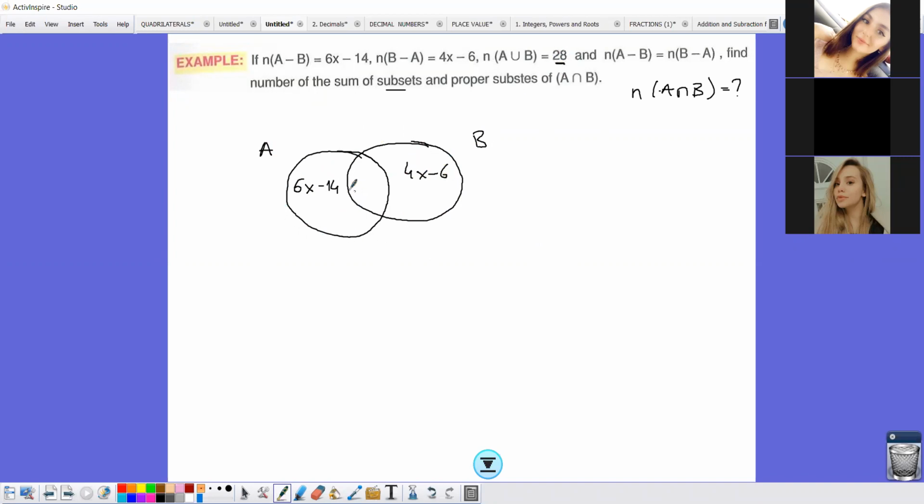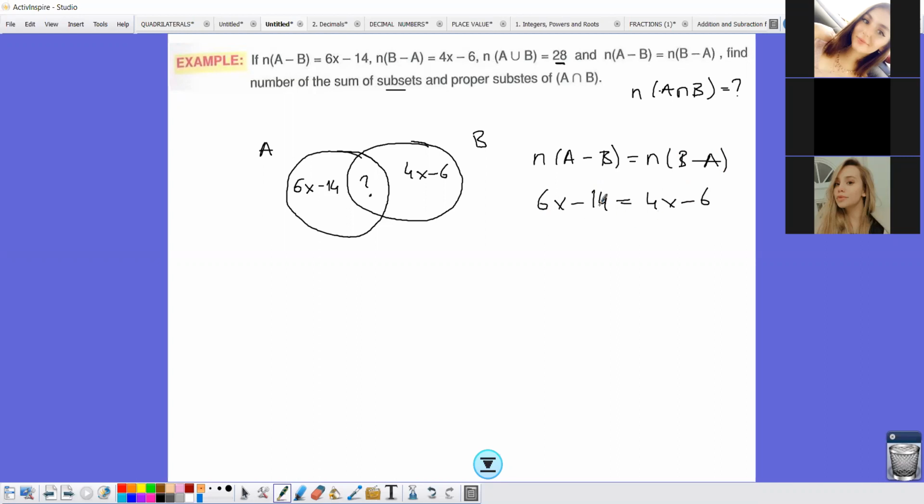It's given here. But we don't know this part. We are looking to find how many elements in common we have. How will we solve this one? It's given that n of A minus B is equal to n of B minus A. So from here I will write 6x minus 14 is equal to 4x minus 6.